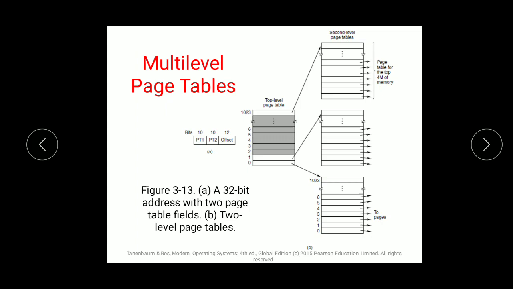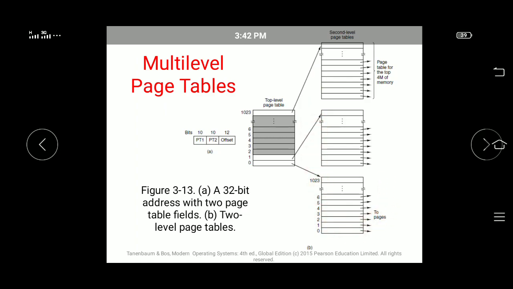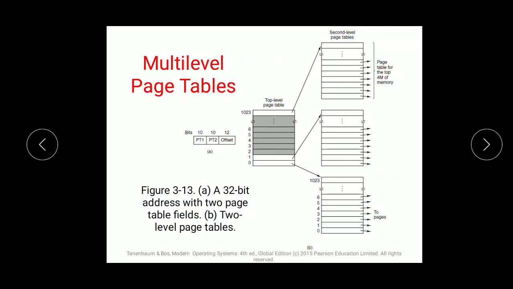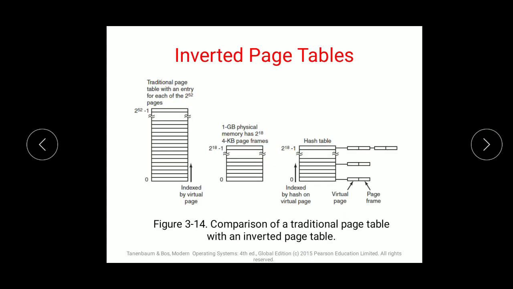Then multi-level page tables. In a multi-level page table, all the tables from a hierarchy will be linked to one single top-level page table, and they will just have the page number references, and all that data will be there in the top-level page table. So first is a 32-bit address with two page table fields for reference, that is given here.